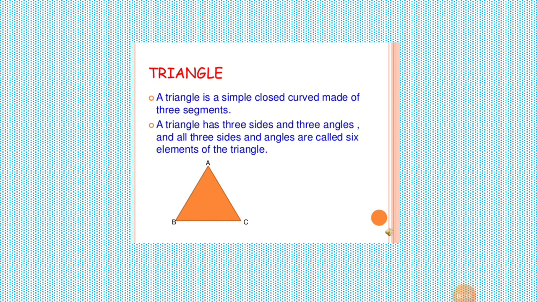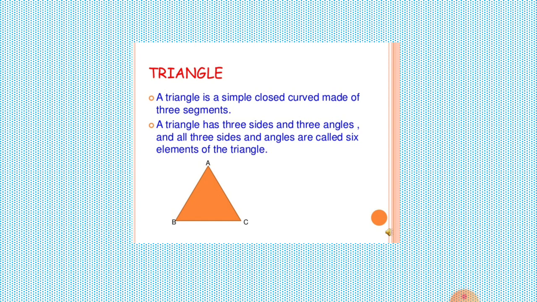A triangle has three sides and three angles, and all three sides and angles are called the six elements of the triangle. A triangle is a simple closed curve made up of three segments. A triangle has three sides and three angles, and all three sides and angles are called six elements of the triangle.